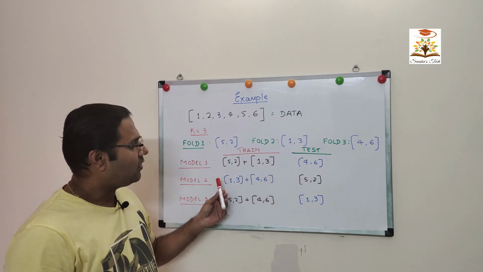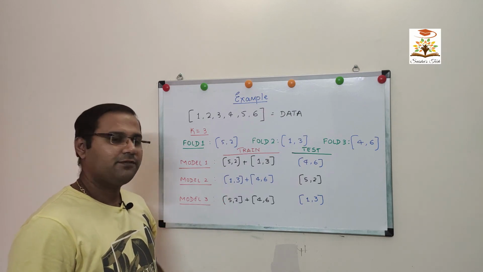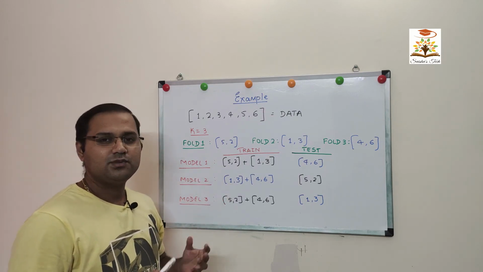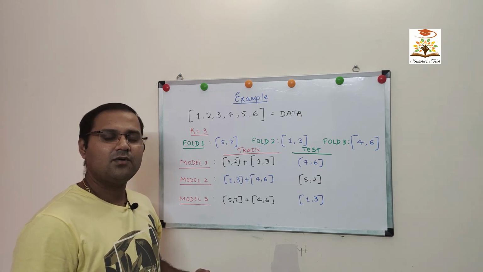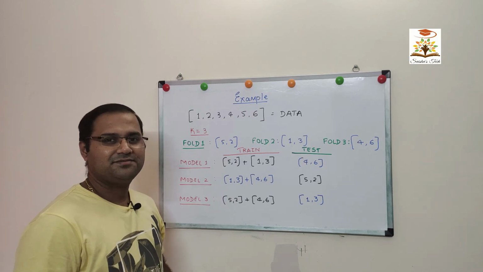And depending on the performance of the different models, we choose the model for further processing. This is how a k-fold cross-validation technique works.